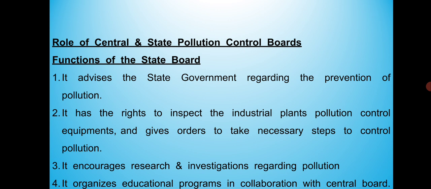Role of central and state pollution control boards. Function of the state board. It advises state government regarding the prevention of pollution. It has the right to inspect the industrial plants, pollution control equipment, and give orders to take necessary steps to control pollution. It encourages research and investigations regarding pollution. It organizes educational programs in collaboration with the central board.